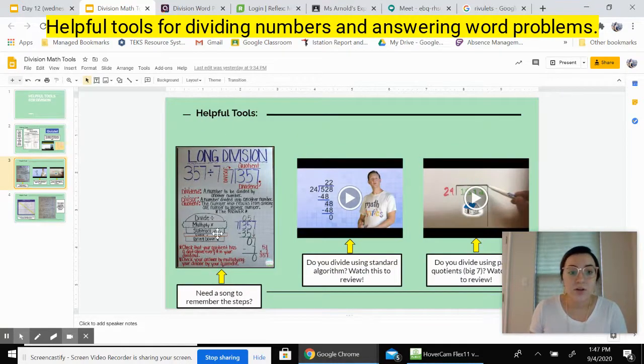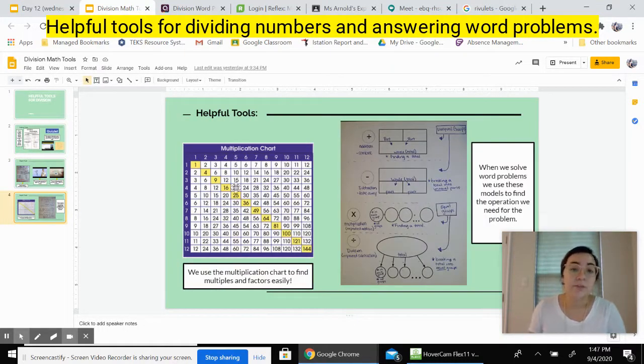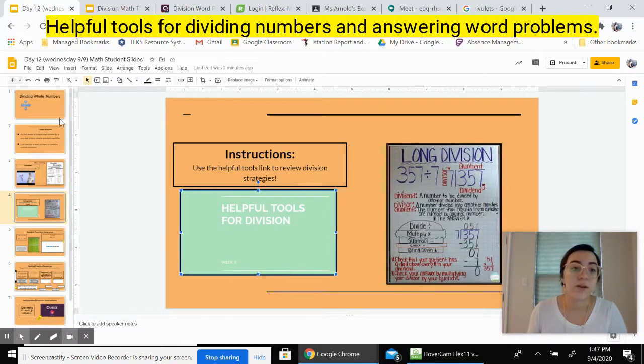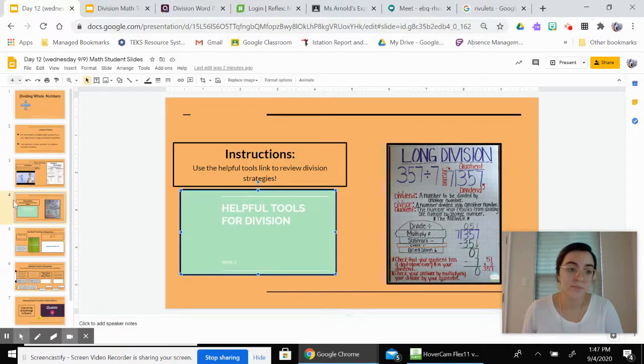We have our anchor chart and our song that goes with it, standard algorithm, box method, and here we have our multiplication chart again, and an overview anchor chart of all of our operation models. Super important for the coming days. That is all found right here on slide 4 of our work for today, along with another anchor chart to remind us the order and some important vocabulary: the divisor, the dividend, and what the quotient is.